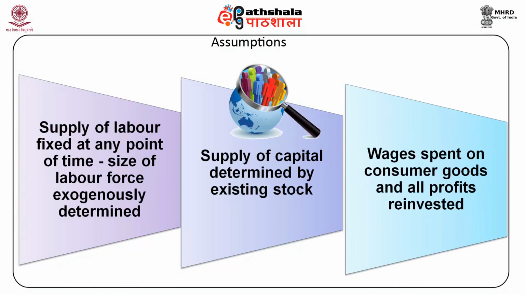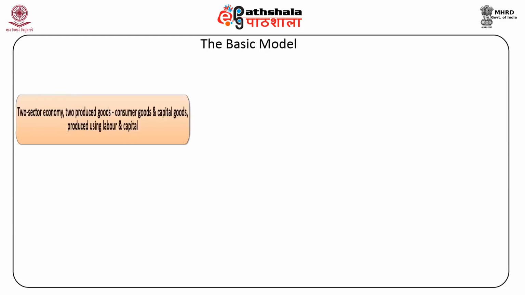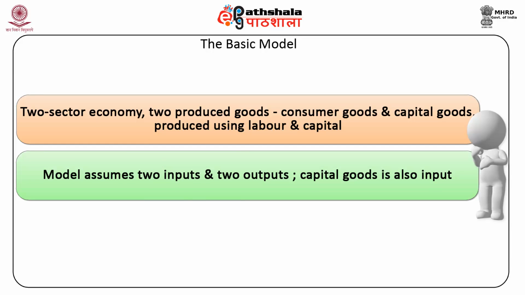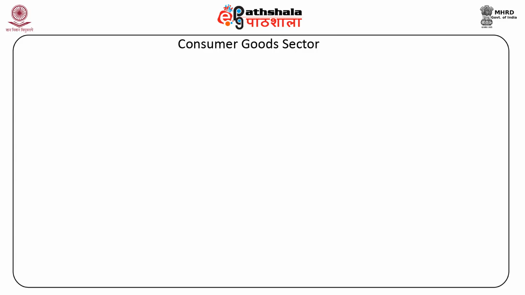Number six, all the wages are spent on consumer goods and all the profits are reinvested. Moving on to the basic model, in a two-sector economy, the two produced goods are consumer goods and capital goods, produced by using both labor and capital. Thus, this model assumes two inputs and two outputs. Moreover, one of the two outputs, that is capital goods, is also an input. Thus, the introduction of two sectors in the neoclassical framework raised a number of special problems for the possibility of steady growth and its stability. Next, we will discuss the consumer goods sector.